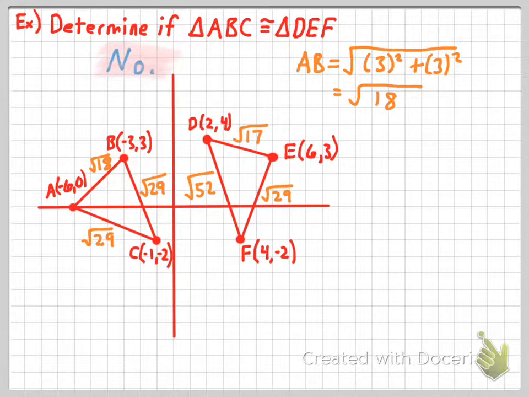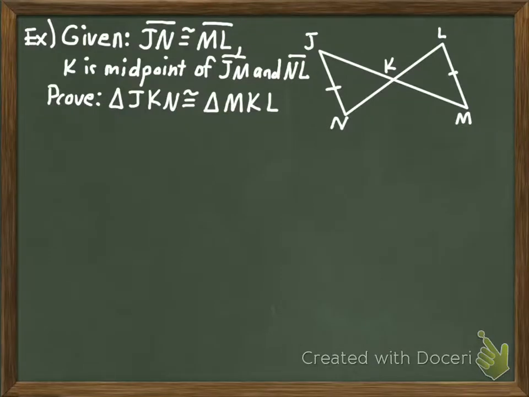Alright, one more problem that I want to include in this video, and there's only one video on this section, and it's a proof. Yeah, you're excited? I know it. What we're going to do is prove that triangle JKN, this triangle on the left, is congruent to triangle MKL, the triangle on the right, given two facts, one of which I've marked on the diagram, the other one which wasn't really markable, but we'll go ahead and label something for it anyway. Segment JN is congruent to segment ML, and K is the midpoint of segment JM, and it's the midpoint of segment NL.